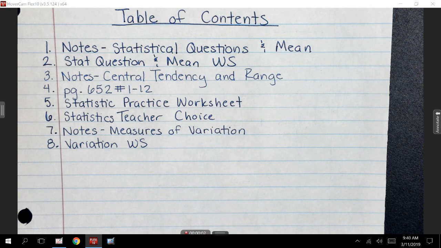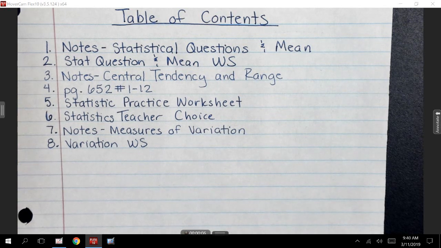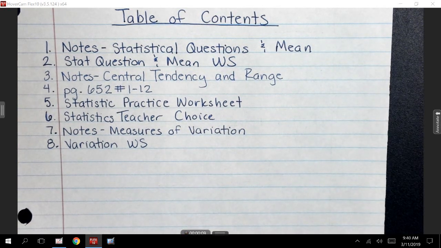Alright, so today we're adding 7 and 8 to our table of contents. Remember, I have your number 6, so I'll get that back to you hopefully tomorrow. If not tomorrow, definitely Wednesday. I still got some people making it up that I need to get theirs from them.